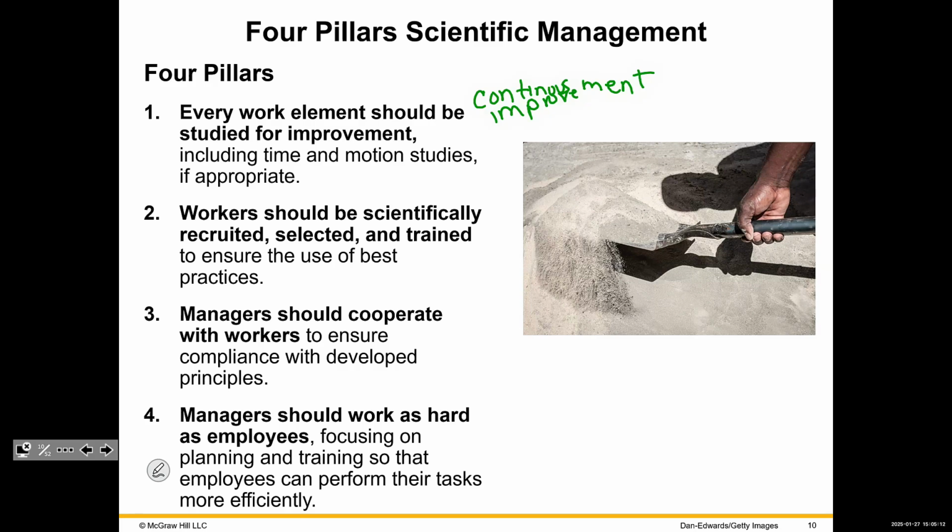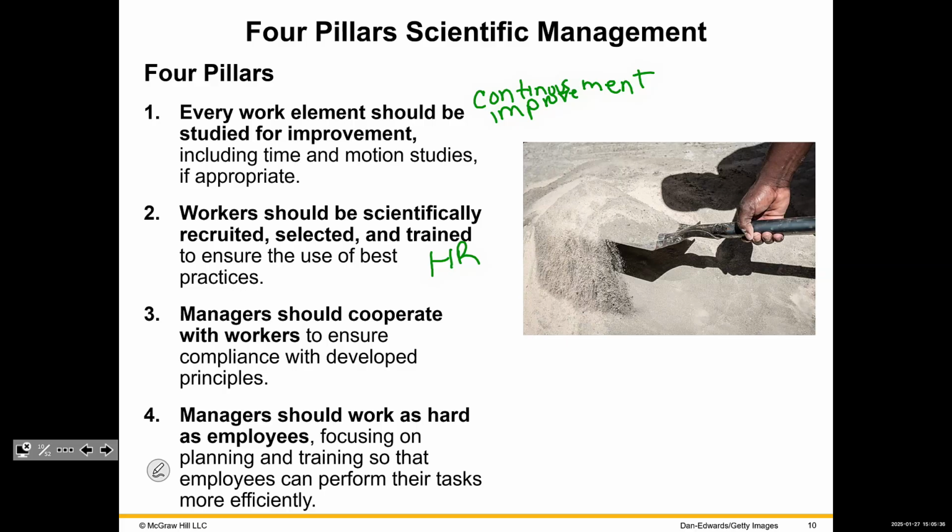And workers should be scientifically recruited, selected, and trained. That's our HR functions, my HR management people. When I first started in business, I didn't think that was very important, and I got into a lot of trouble because I didn't do things right. So pretty important. I would say IT, HR, and legal are your new best friends if you're in the C-suite.